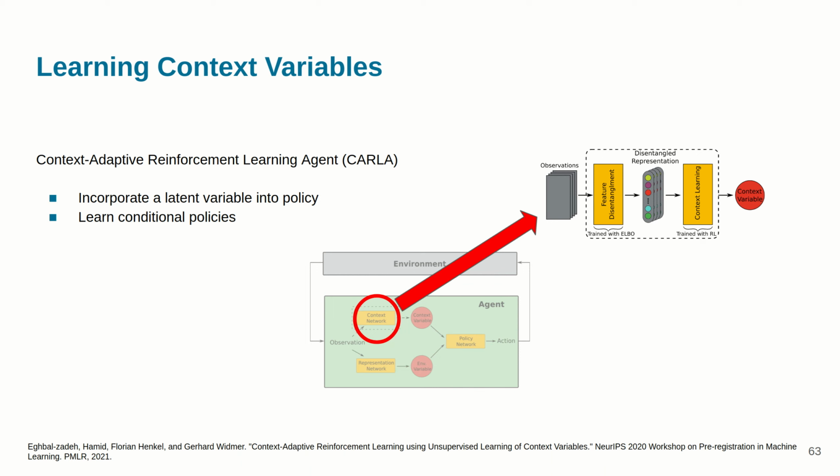So this context network is constructed from 2 parts. One is a feature disentanglement that is trained using unsupervised learning and is trying to learn a disentangled state representation from the input. And the other part is trained with reinforcement learning and tries to aggregate this information into a context variable.